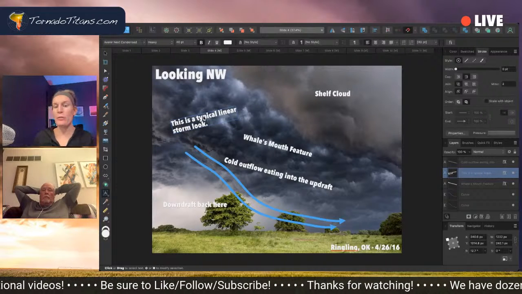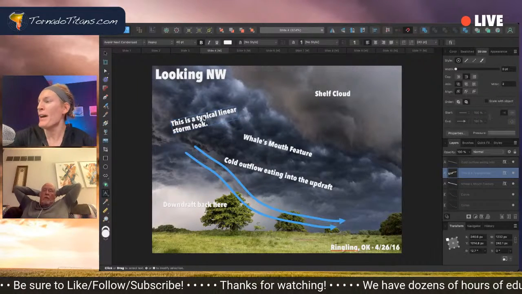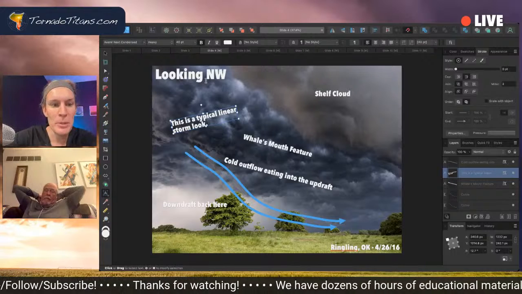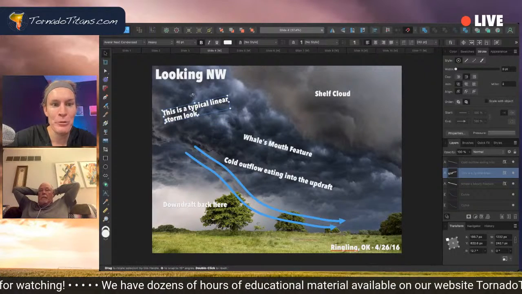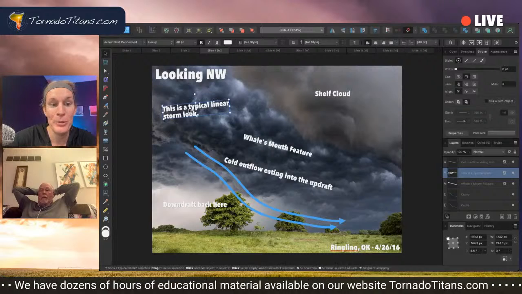Yeah, actually, that was in Hilton. We're talking about my hometown area. I'm from Velma, Oklahoma, and Ringling, Hilton, Velma, all right there in a little area. So I was basically hometown chasing at this point, which was a lot of fun.